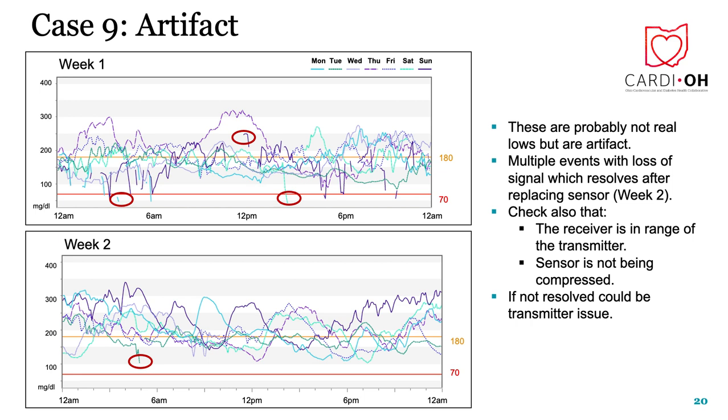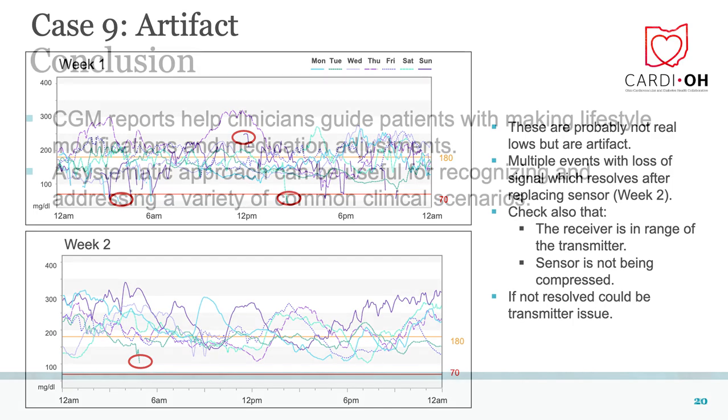And so there are a few things that an individual could do. First of all, they want to make sure that none of this is due to the loss of the signal, so that the transmitter is not out of range with the receiver, and that the sensor is not being compressed. And if not, it could be a problem with the sensor, so the patient could change out their sensor. And worst case, they could consider whether or not the transmitter might be an issue as well.